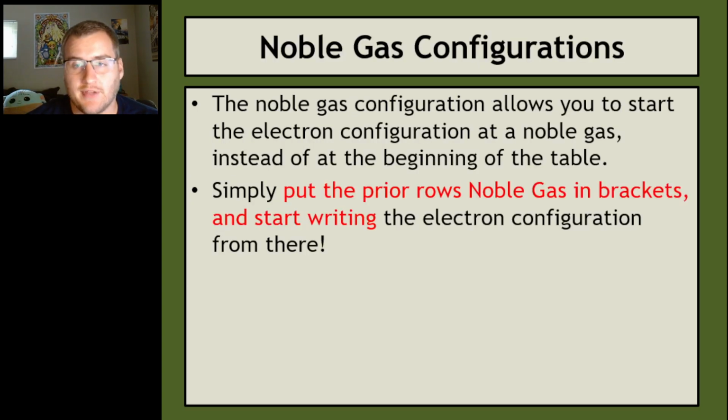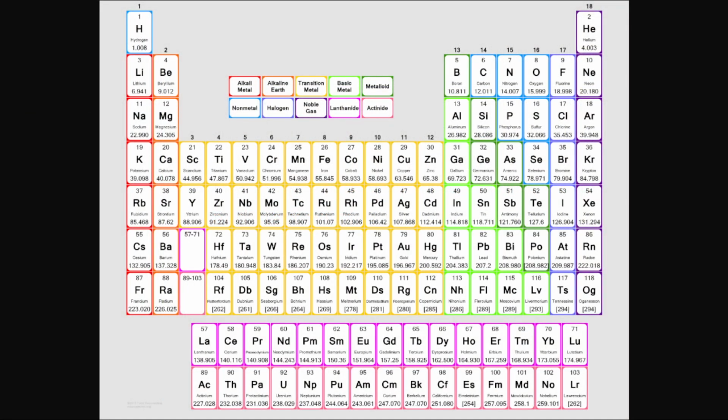The noble gas configuration allows you to start the electron configuration at any noble gas instead of the beginning of the table. So simply put the prior row's noble gas in brackets and start writing the electron configuration from there. If we go back to the periodic table, the noble gases are in purple here, this very last column on the far right. What we can do when we write our electron configuration is just start from there instead of having to start all the way at hydrogen.